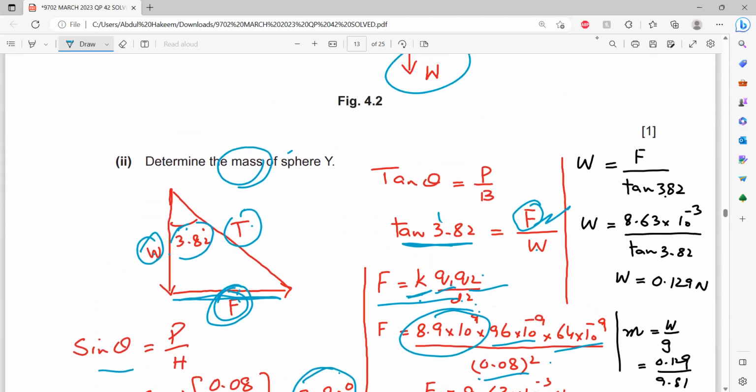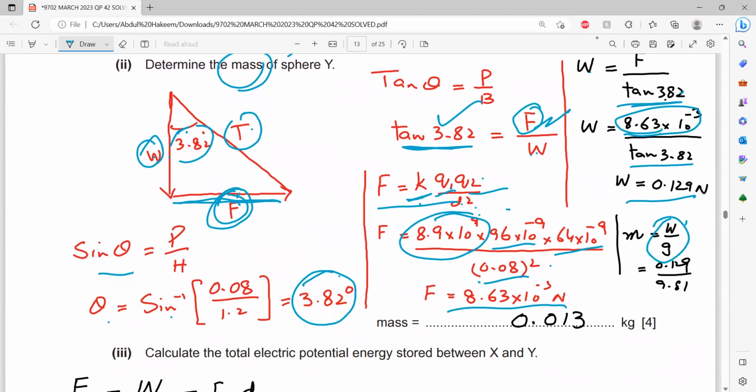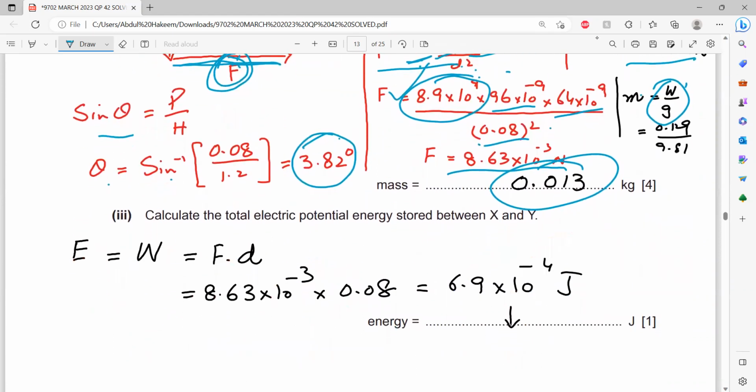Now use this equation again. So W is equal to F divided by tan 3.82. So F you have calculated from the formula, this, tan this. So weight is coming this. Now weight divided by the value of g is mass. So the answer is coming 0.12. So in this part, first we will calculate the angle, then we will calculate the electric force, and then by using this equation, tan theta is P by B, means F divided by W, this mass is calculated.